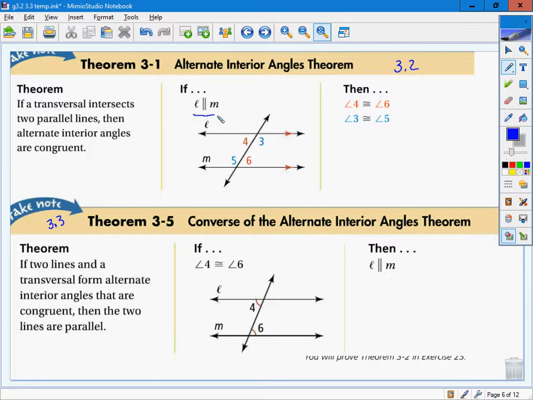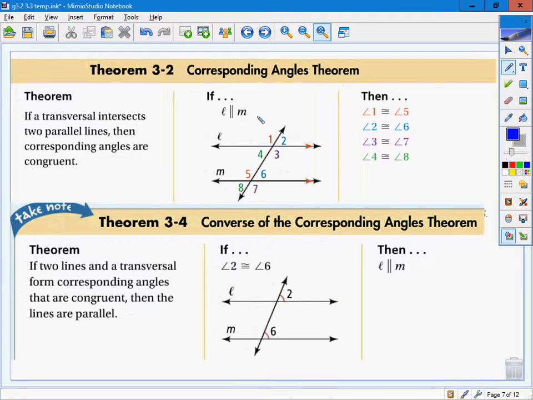If the lines are parallel, then this theorem, Theorem 3.1, says that alternate interior angles will be congruent. Angle 4 would be congruent to angle 6. Angle 3 would be congruent to angle 5. If I know that 4 is congruent to 6, then I would know that these 2 lines would have to be parallel to each other. Everybody see the connection?